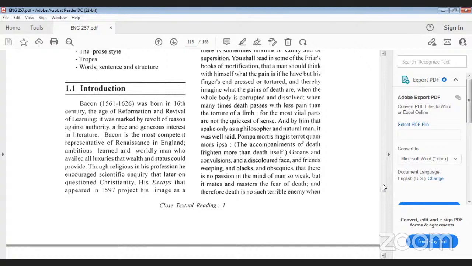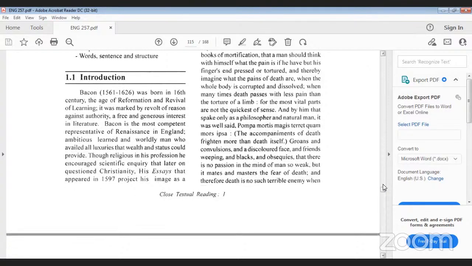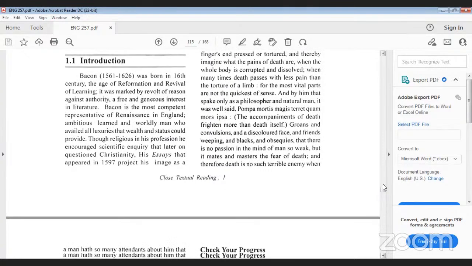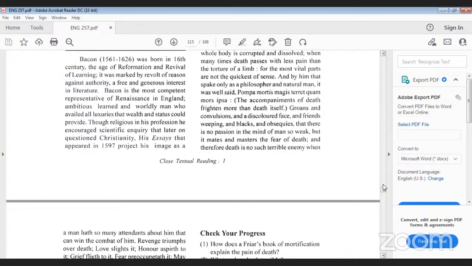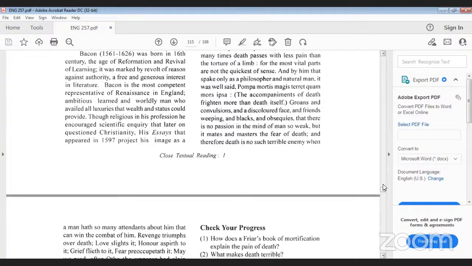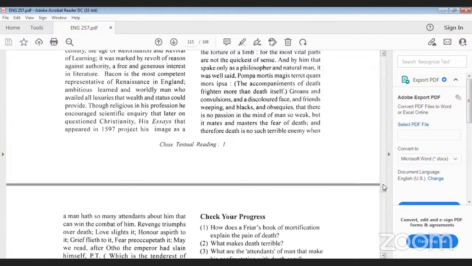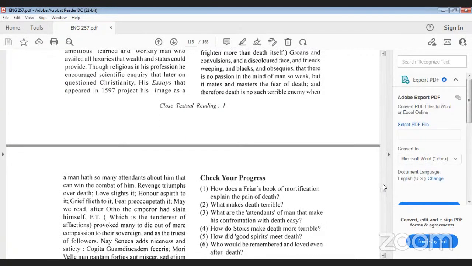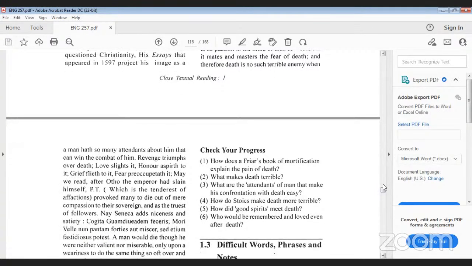it was well said, Pompa mortis magis terret quam mors ipsa: the accompaniment of death frightens more than death itself. Groans and convulsions, and a discolored face, and friends weeping, and blacks and obsequies, and the like, show death terrible. There is no passion in the mind of man so weak but it mates and masters the fear of death. And therefore death is not such a terrible enemy when a man has so many attendants about him that can win the combat of him.